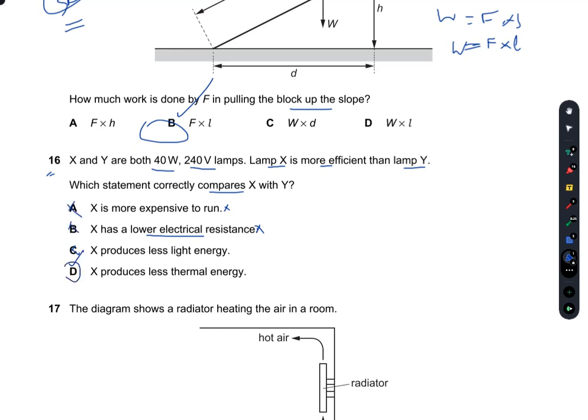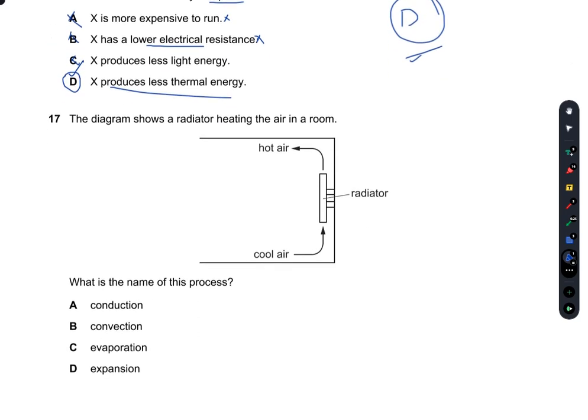X produces less thermal energy. What does this mean? This means that less energy is dissipated as heat in lamp X in comparison to lamp Y. That's why lamp X has greater energy output, and it is more efficient. So D is the right option.